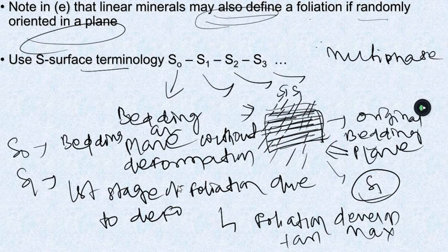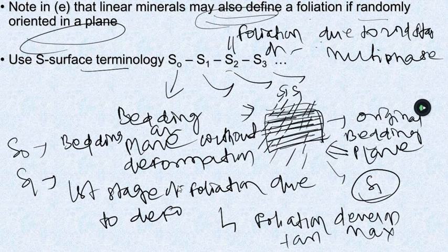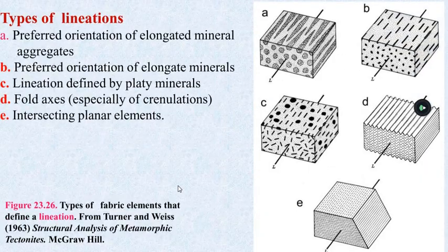Then again, when there is a second stage of deformation, this is the foliation due to the second stage of deformation. When S1 is there and the bed deforms again gradually, then development of the S2 plane will occur. That is called the foliation of the second stage, due to the second stage of deformation. Clear? This is the basic.